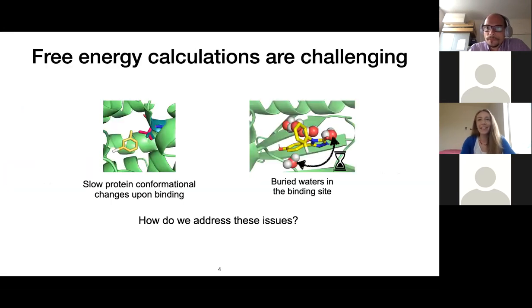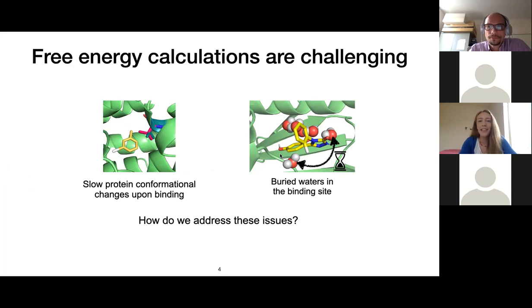And so free energy calculations are challenging, otherwise we wouldn't be here today. And there are multiple components that really impact the accuracy of these calculations. And I will talk about two of them today: slow protein conformational changes upon binding, which can be really large, like we saw right now in Julie and Michelle's talk, but could also just be a small sidechain rearrangement like here. And then I will also talk about the sampling of buried water molecules in the binding site.